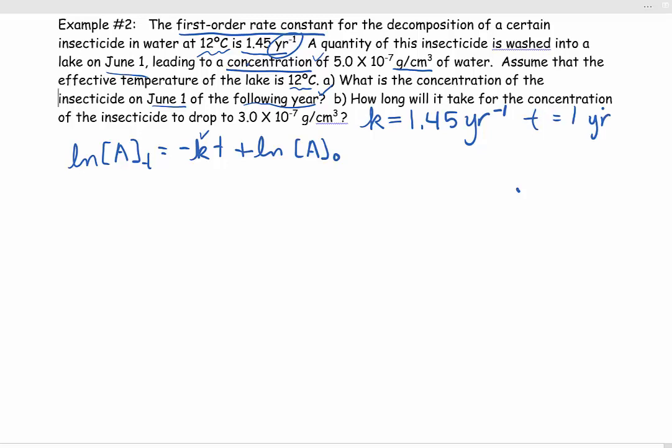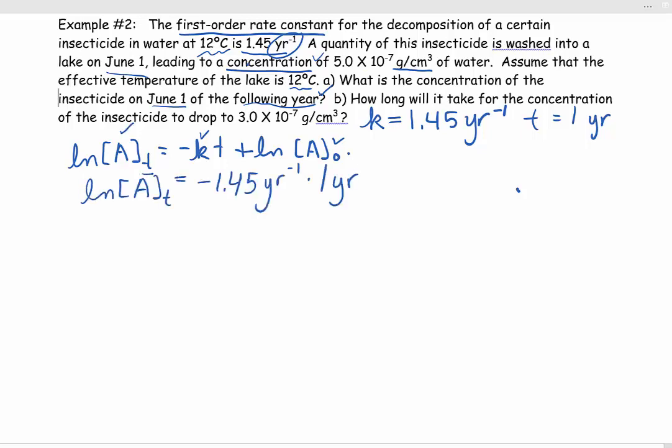And then we also know one of the concentrations. So which concentration would this be? Well, reading the question carefully, that's going to be our initial concentration, because we want to know what the concentration is in the following year, so at a later time. So we're trying to figure out A at t.